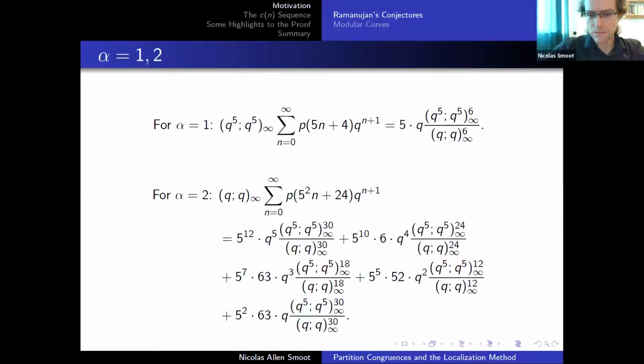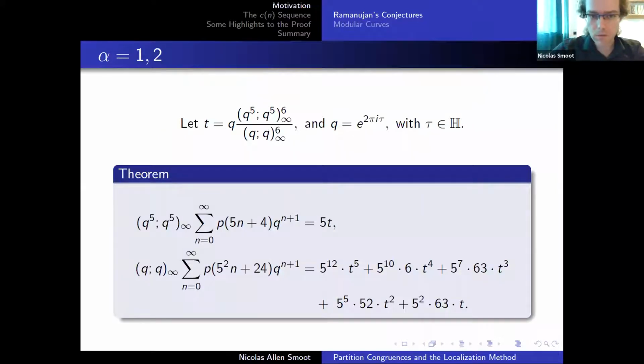If I want the second one, right, you notice it has a very, very similar form. It's just a bit more complicated. So it's just a polynomial in what is effectively this object here on the right-hand side for the case alpha equals 1. It's just a polynomial in that with integer coefficients. And I've got 5 squared in each coefficient. So p of 25n plus 24 is divisible by 25. And you can probably guess the general pattern.